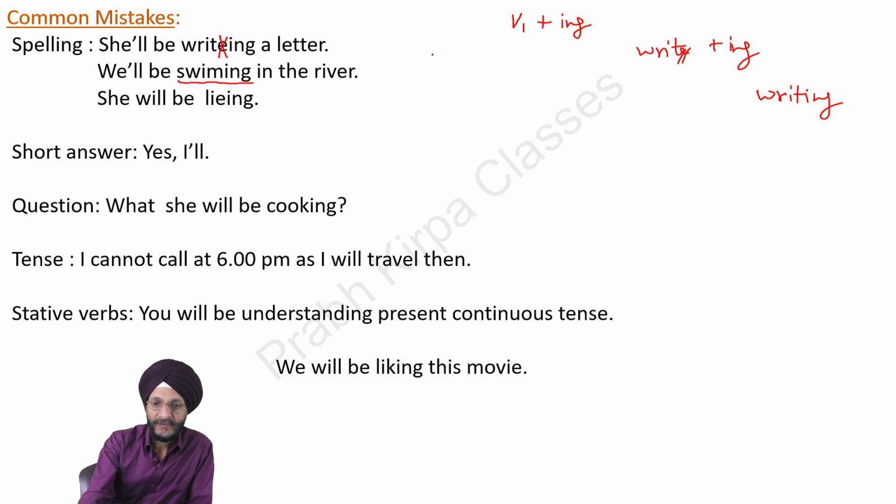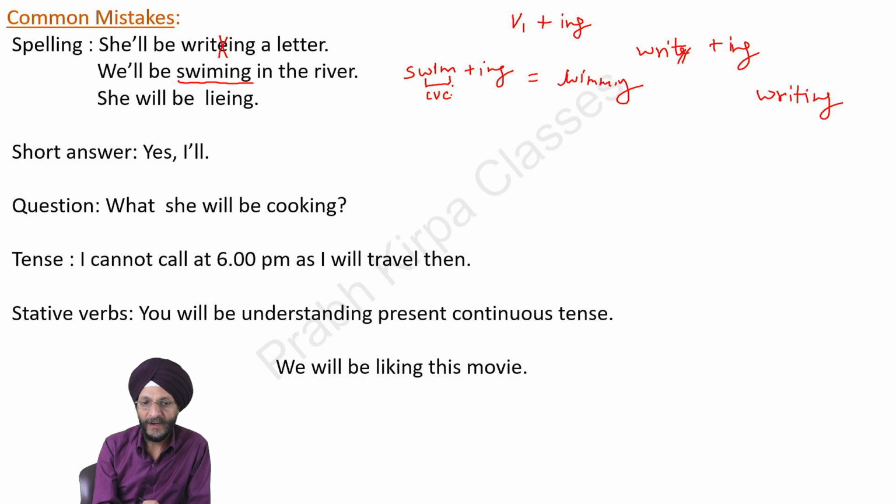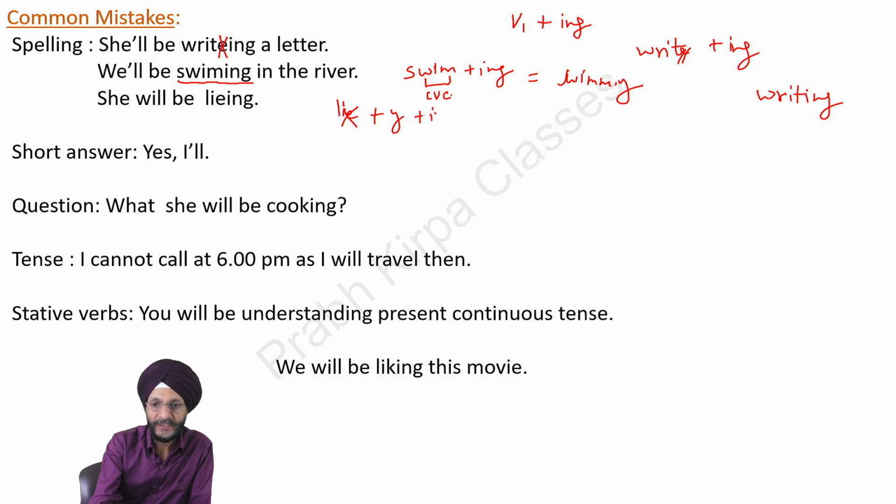Next, we will be swimming in the river. Here the fault is that swim plus ing becomes swimming, because here it follows the CVC pattern. We have to double the last alphabet and add ing. She will be lying. As already told, there are certain verbs where we have to remove ie and then add y plus ing. So lie becomes lying. She will be lying.